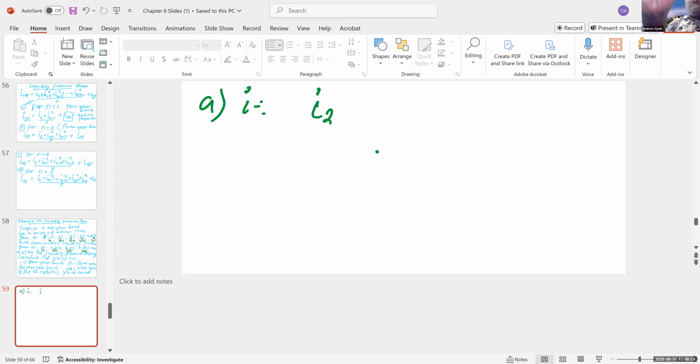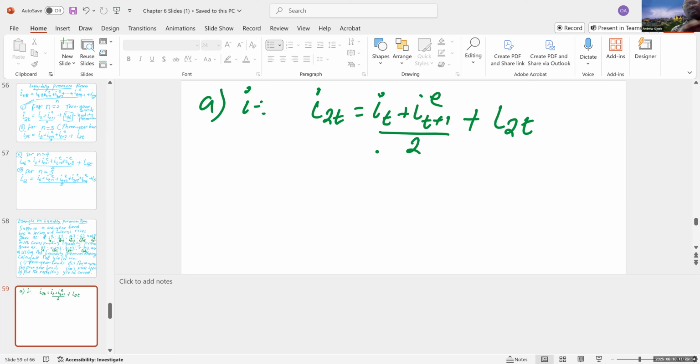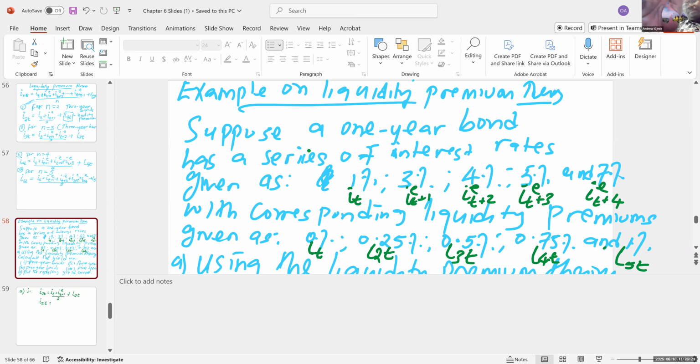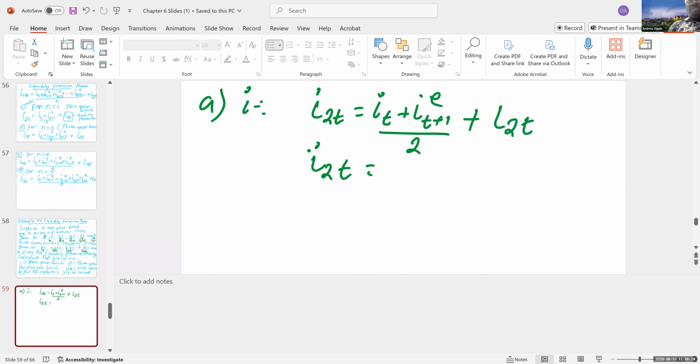we know that I2T is given as IT plus IT plus 1 expected divided by 2. Then we add the liquidity premium from holding a 2-year bond. I2T equals, we're going to average the first 2 interest rates given in the problem, which is 1% and 3%, because it's IT and IT plus 1 expected. I need those first 2. So that's going to be 1% plus 3%. Then I'm going to divide that by 2. Then after dividing by 2, I add the liquidity premium on a 2-year bond, which is given in the problem as 0.25%.